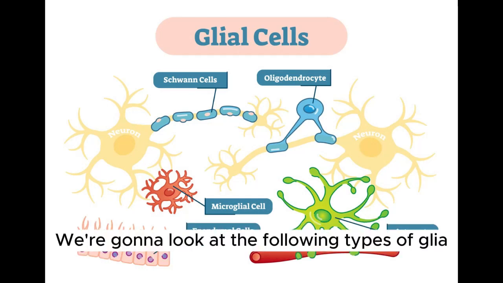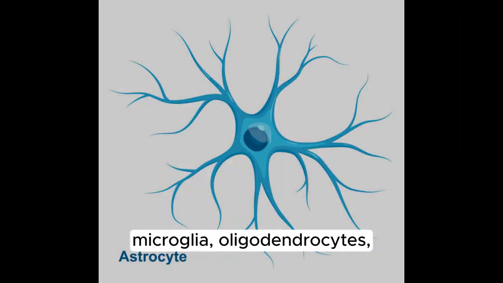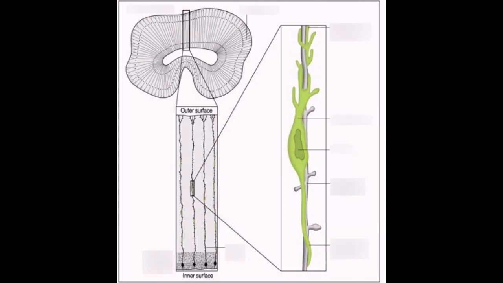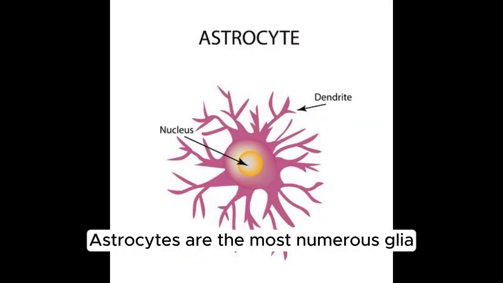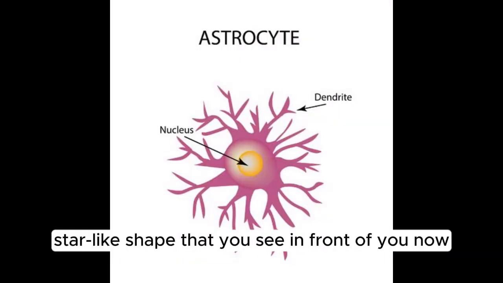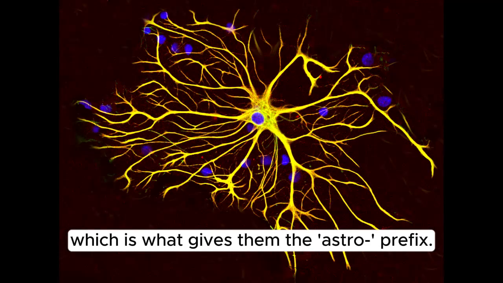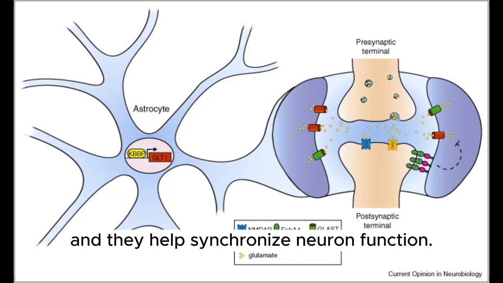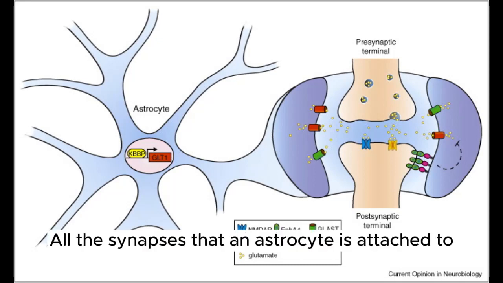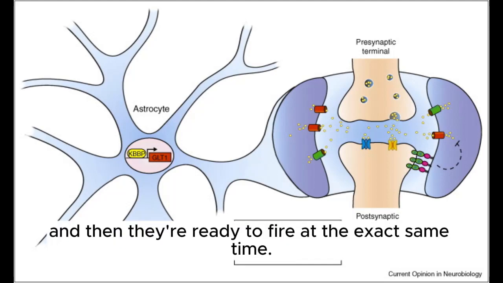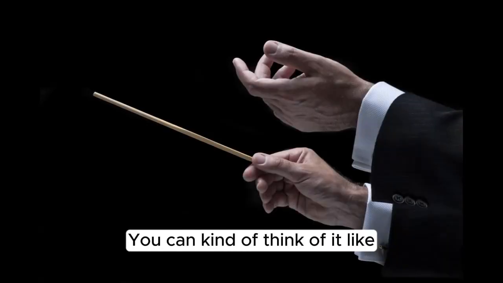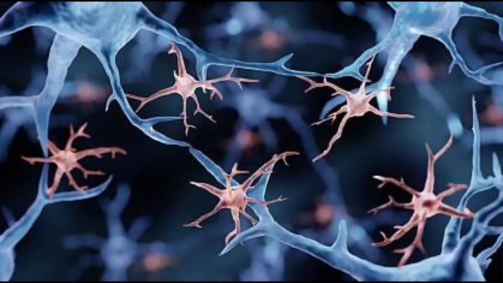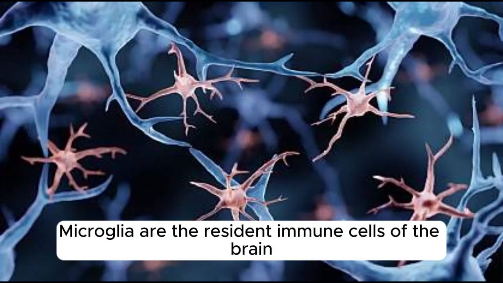We're going to look at the following types of glia, and those are astrocytes, microglia, oligodendrocytes, Schwann cells, and also radioglia. So astrocytes are the most numerous glia, and they're the cool star-like shape that you see in front of you now, which is what gives them the astro prefix. These cells attach to nearby neuron synapses, and they help synchronize neuron function. All the synapses that an astrocyte attaches to get inhibited momentarily, and then they're ready to fire at the exact same time. You can kind of think of it like a conductor for an orchestra, which makes sure that everyone's playing in sync.